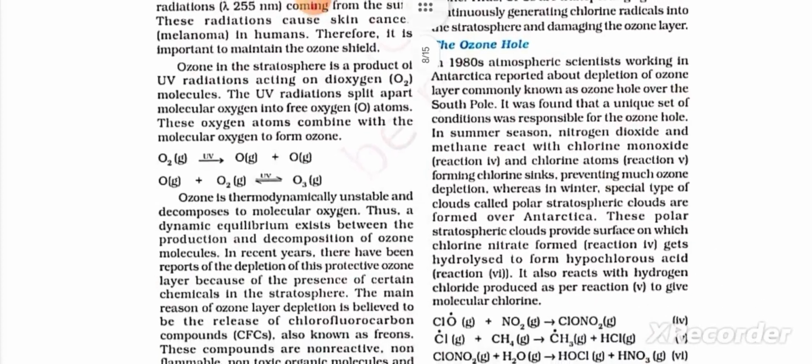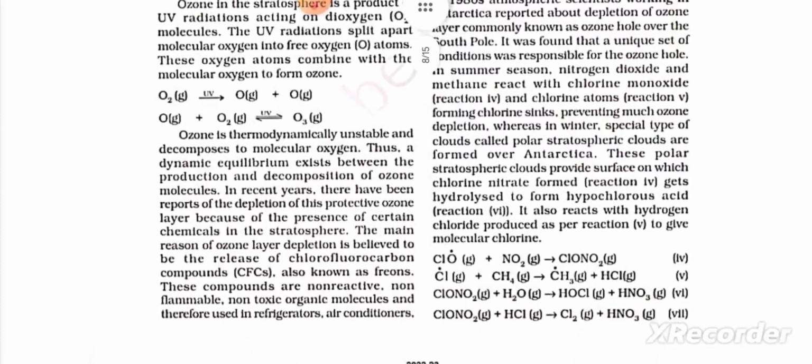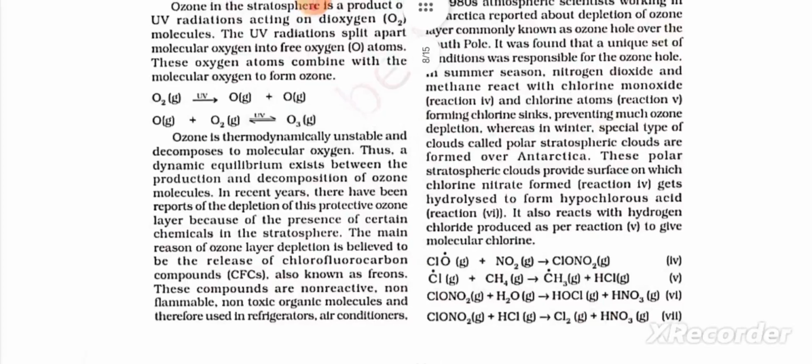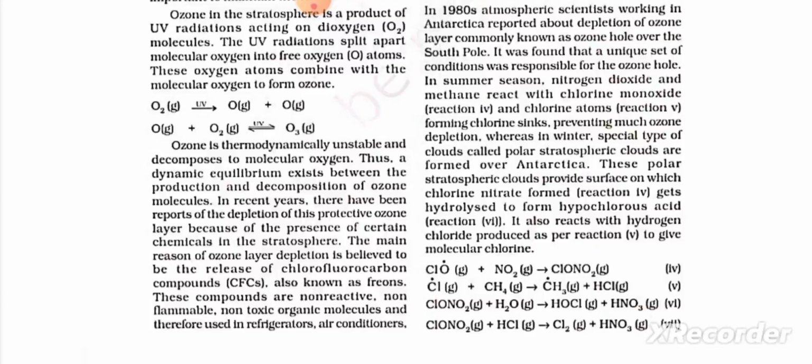Ozone in the stratosphere is produced by UV rays acting on a dioxygen molecule. The UV splits apart one molecule into free oxygen atoms. These oxygen atoms combine with molecular oxygen to form ozone. O2 in presence of UV light gives O plus O, and O plus O2 gives O3. Ozone is thermodynamically unstable and decomposes to molecular oxygen. Thus, a dynamic equilibrium exists between the production and decomposition of ozone molecules.